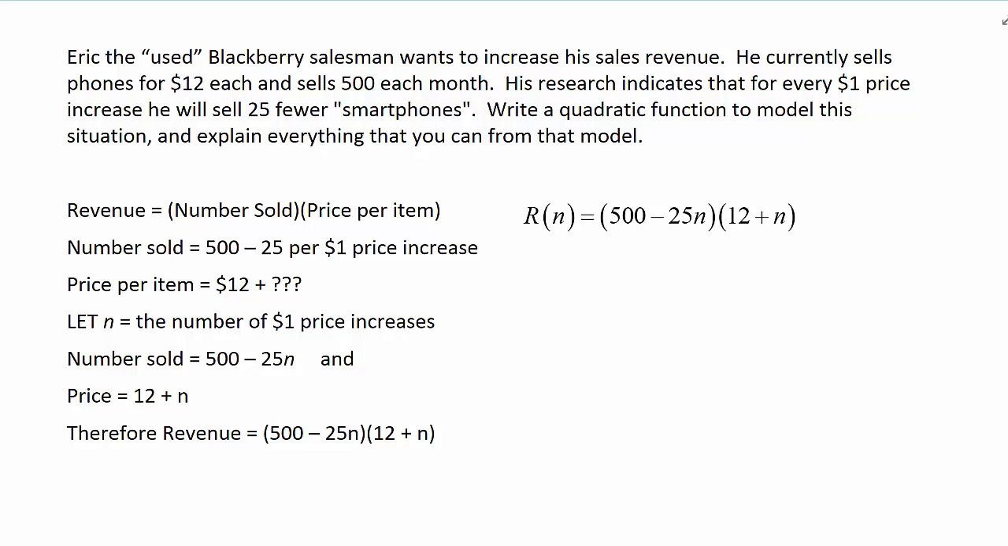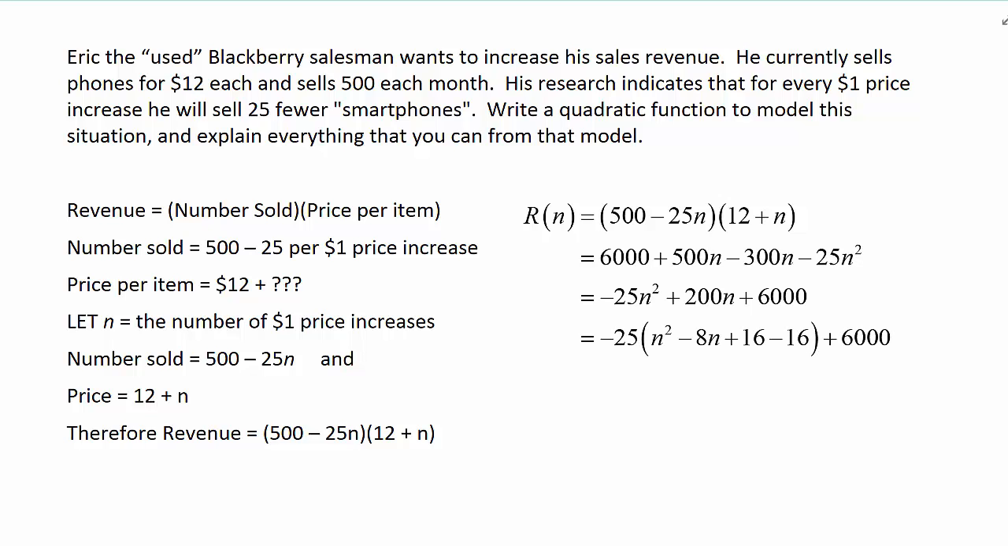So we'll start by using the distributive property to expand this binomial multiplication, and then rearrange the terms. Now complete the square. Factor out the negative 25 and determine what amount needs to be added and subtracted. Take the negative 16, bring it out of the brackets by multiplying it by negative 25, getting positive 400. Finally, factoring, we get r of n is equal to negative 25 times (n minus 4) squared plus 6,400.